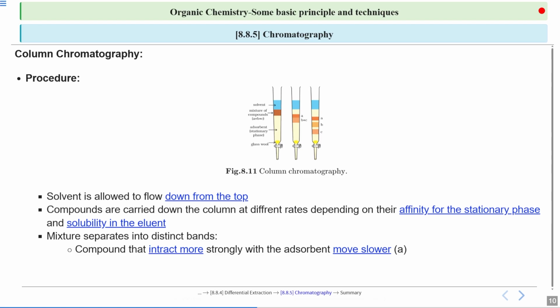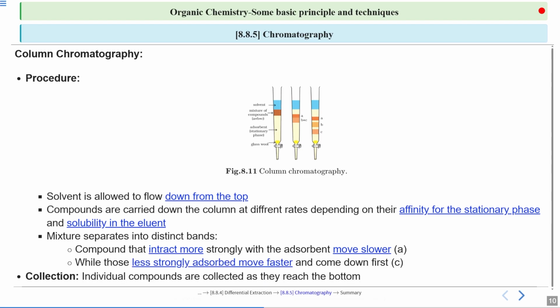Now, if you look at band A, it interacts strongly, and that is the reason it is moving slowly and is present on the top. Then after, the rest, B and C, are moving faster compared to A. So they are forming bands at a position lower than that of A. And C, which is interacting least with your stationary phase, has moved a lot.